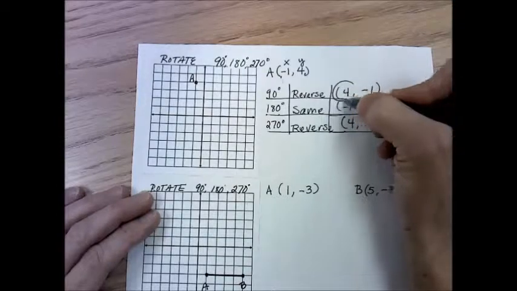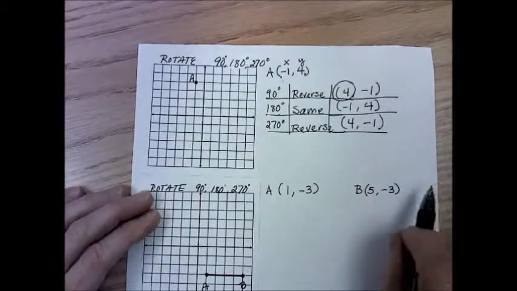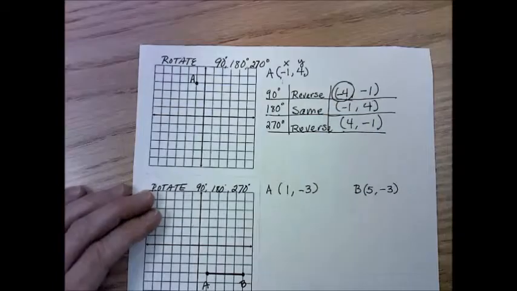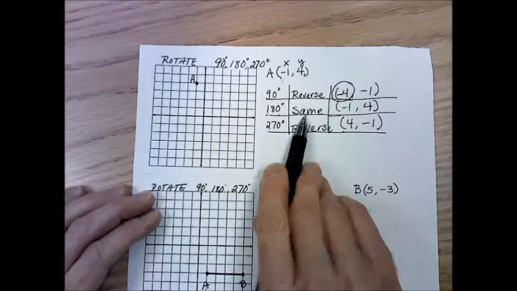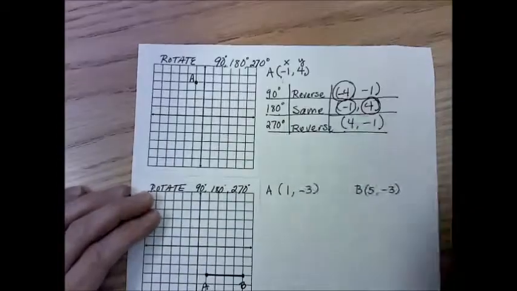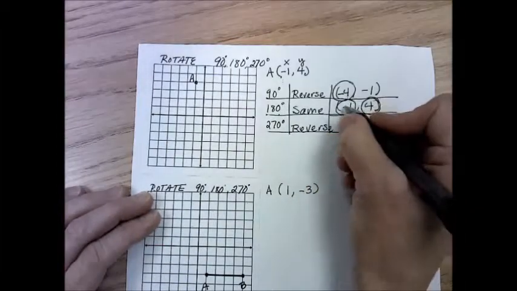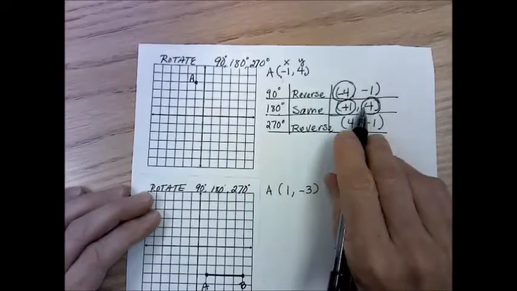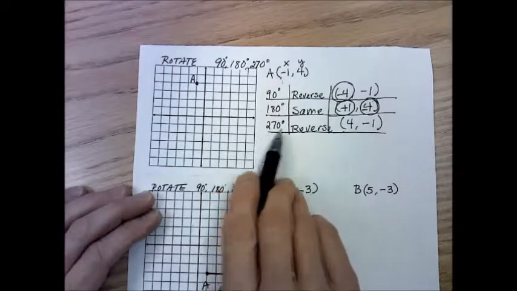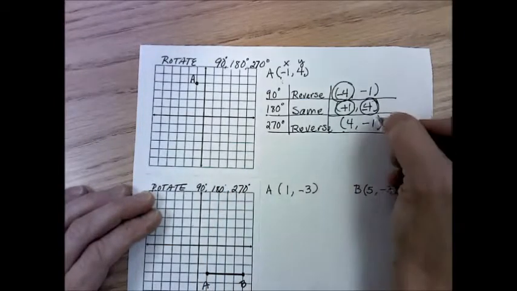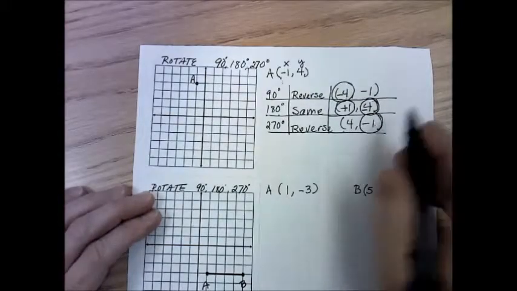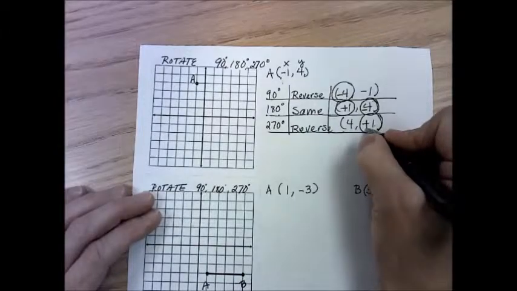With a 90-degree, first we reverse them. And then with our x value, we're going to change the sign. So since this was positive, we're now going to make this negative. For the 180-degree rotation, we're going to change the sign of both our new x and y. So this was -1. This now becomes +1. This was a +4. We're now going to make that -4. For a 270-degree rotation, we're going to change the sign of the y coordinate. So since this was -1, this would be changed to +1.